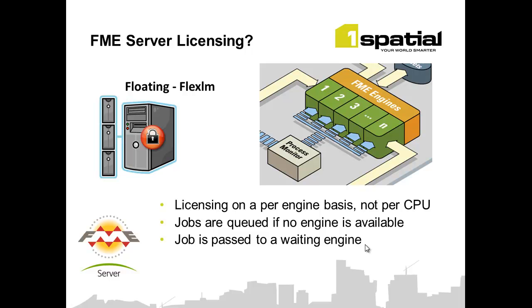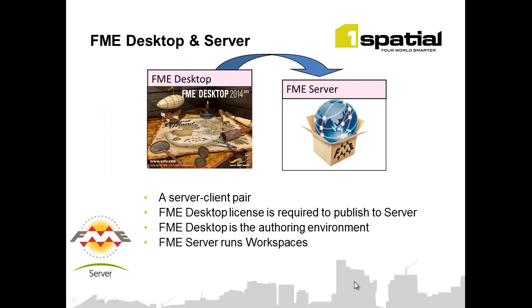The idea is that with multiple engines, you have concurrent capability. So it means that if 3 jobs are submitted to an FME Server environment that has 2 engines, 2 jobs are immediately allocated to the 2 waiting engines, and the 3rd one is placed in a queue. Once one of the engines becomes free, it gets allocated to the free engine, and then it can consume or continue to process that job. You don't have that queuing capability in desktop, so it's something to be aware of.